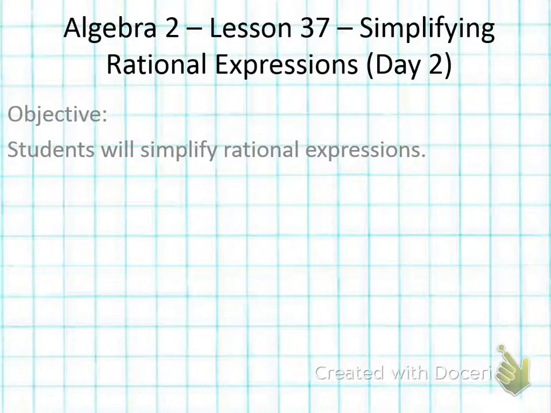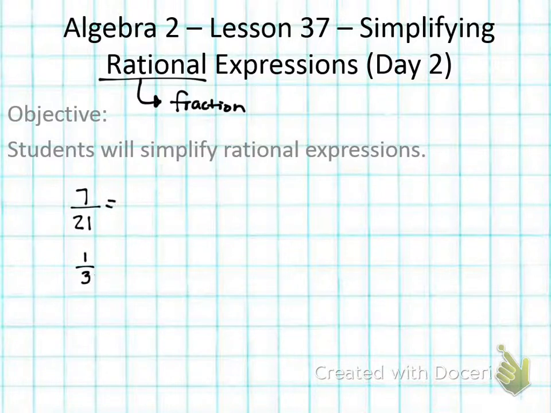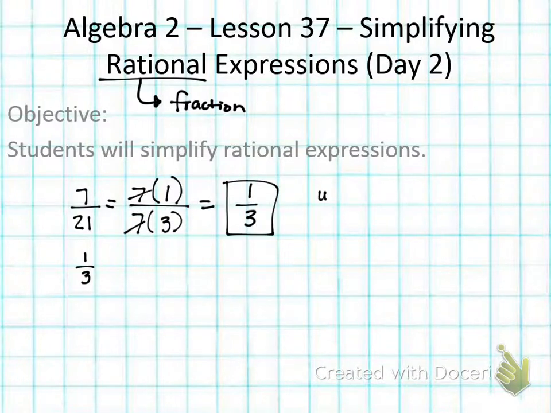Alright, this is lesson 37, simplifying rational expressions. Same from last week. When we see the word rational, it means fractional or fraction expressions. So remember last week we were like, oh, 7 over 21, it's like 1/3, right? But why is it 1/3? It's because we could factor out a 7 from each the numerator and the denominator. So the numerator is 7 times 1, the denominator is 7 times 3. So we could cancel each of these out, so it's 1 over 3, right?